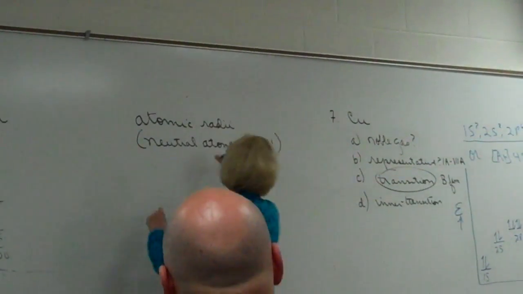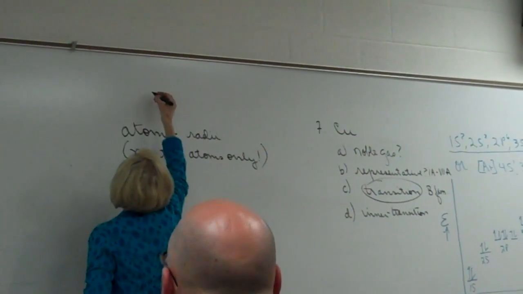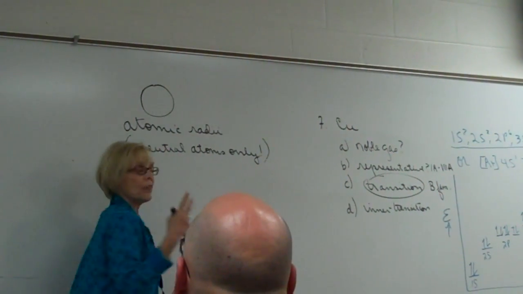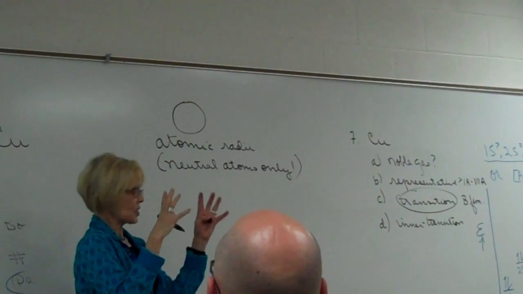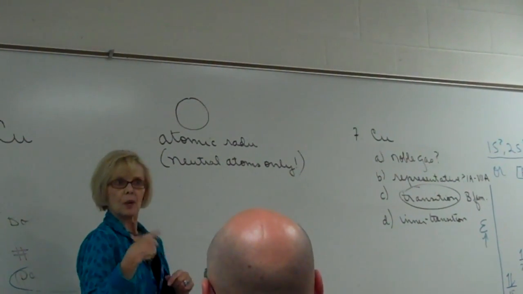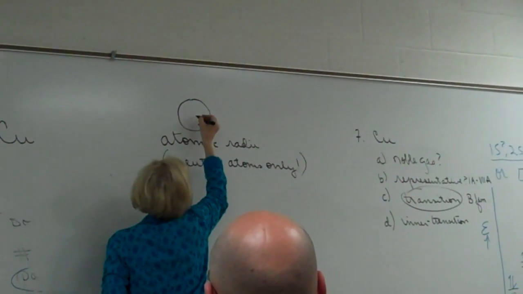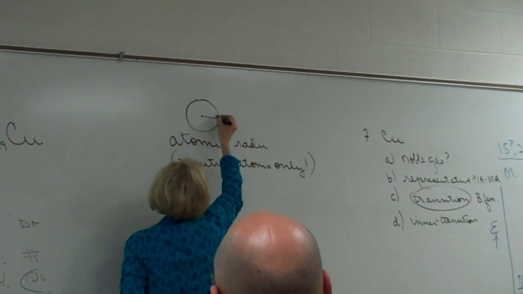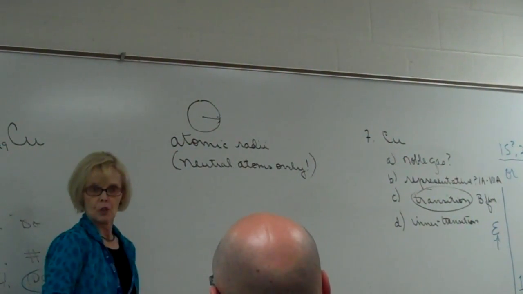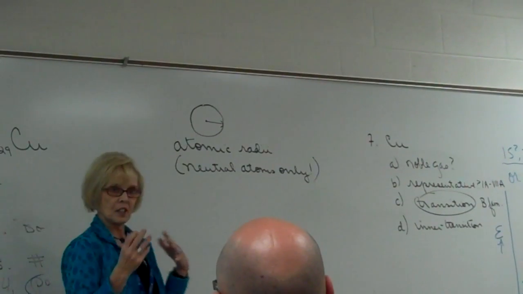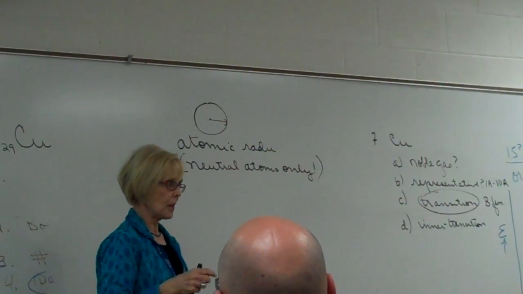Okay, and what's a radius? We think of an atom as being a sphere. And so when we say, what's the atomic radius? You're just talking about from the center out to the edge. And they chose to use that instead of diameter or volume or some other measurement.